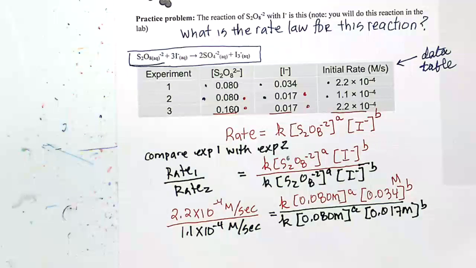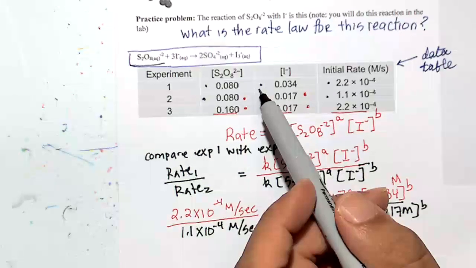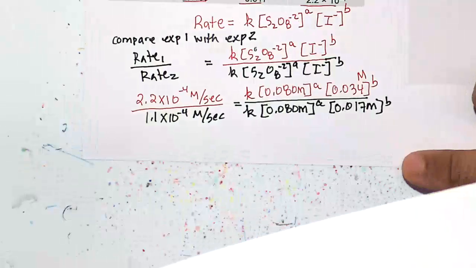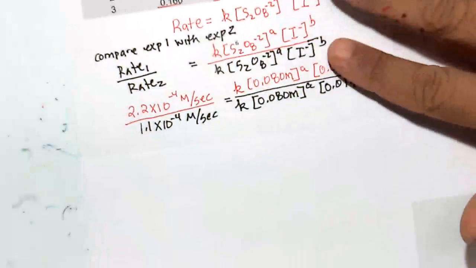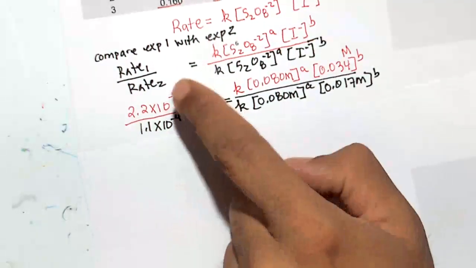All right, is everyone okay with this so far? Why is the M to the power of there? Because the units are molar. So the mole over seconds cancels.